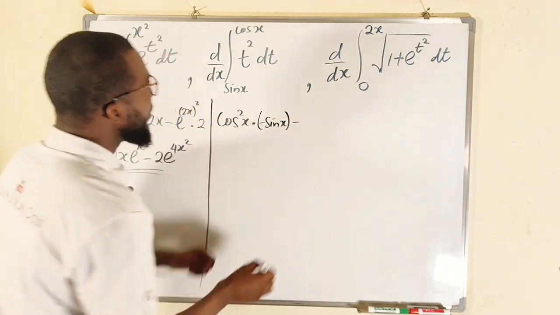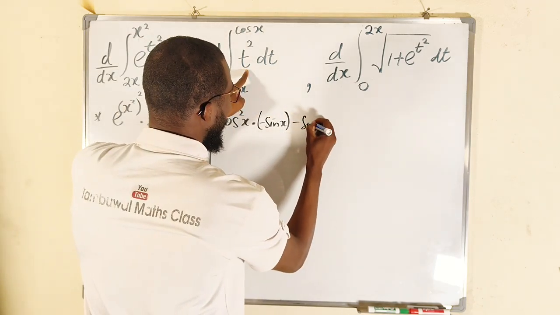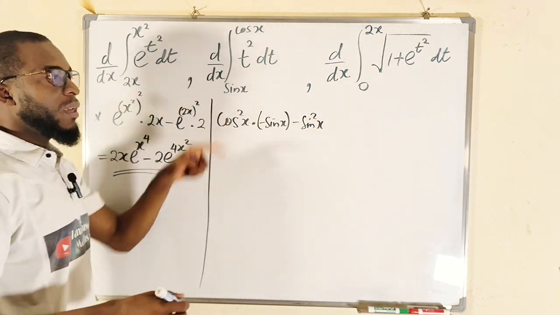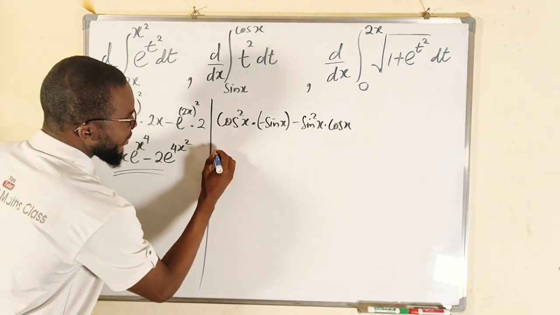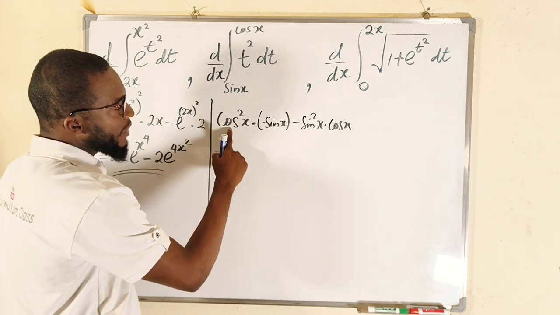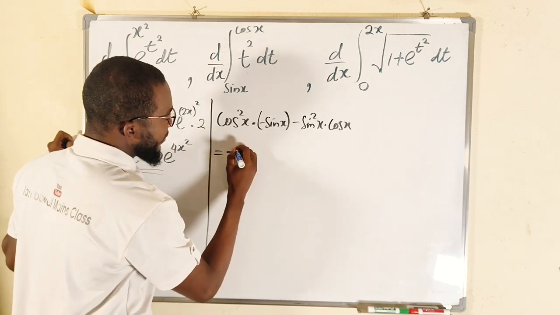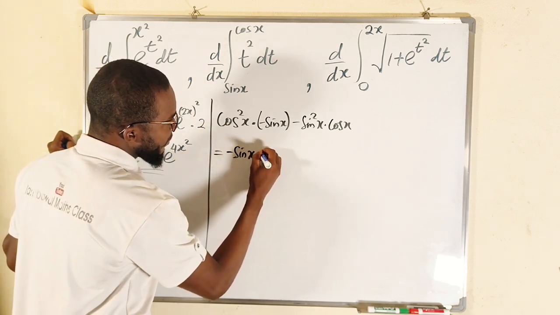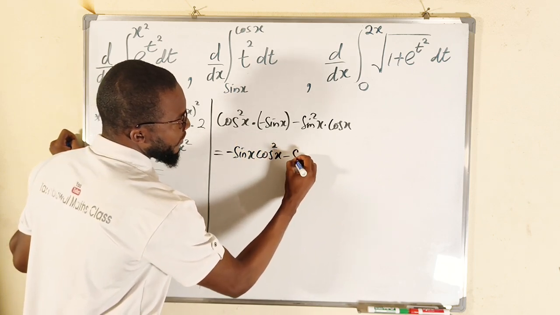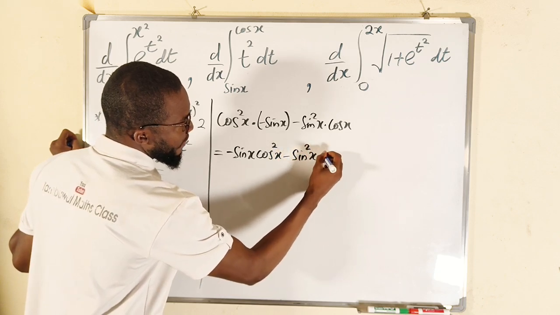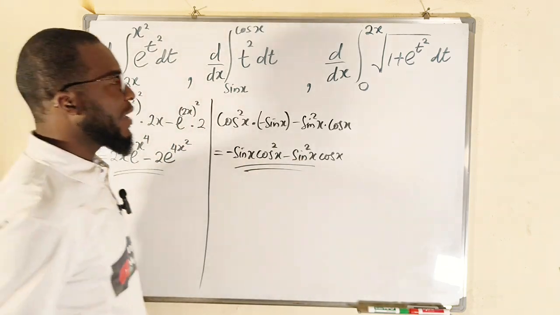Then you subtract, you take the lower limit, which is sine x. So it is going to be sine squared x. Multiply by its derivative, which is going to give us cosine x. Simplify. This is negative sine x cosine squared x, I mean, minus sine squared x cosine x. This is the result.